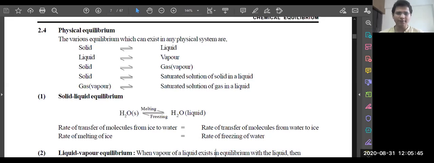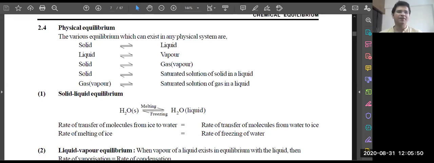Now let's discuss each and every equilibrium in brief. The first was physical equilibrium. What is the meaning of physical equilibrium? It means the state. The reactant and product might be in different states, but they will be in equilibrium. The best example is melting of ice. When ice melts, it is in equilibrium at 0 centigrade with liquid water. Yes or no? So that's a case of physical equilibrium.